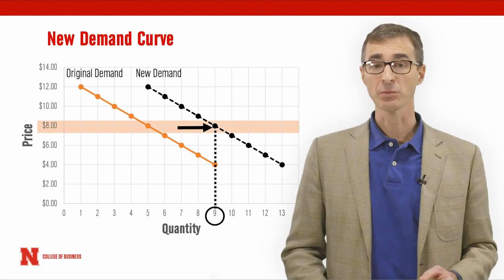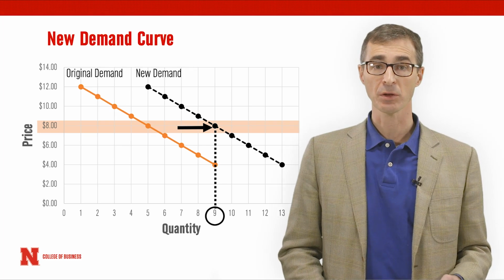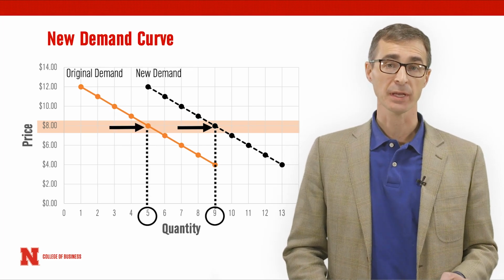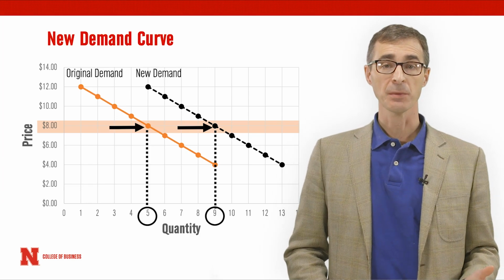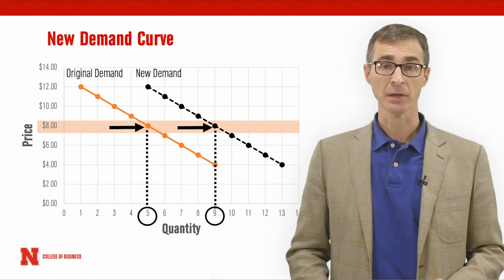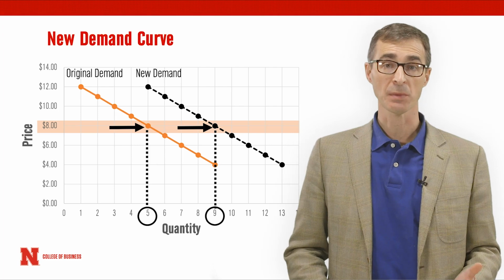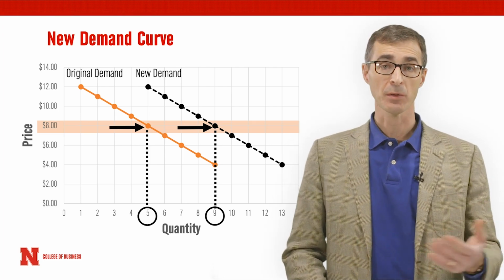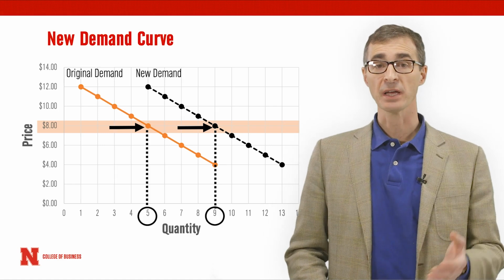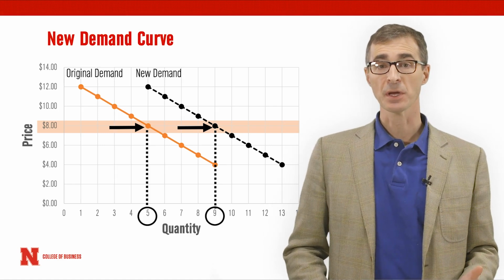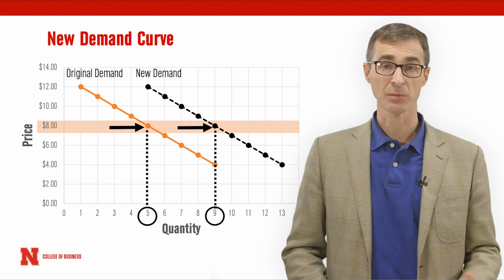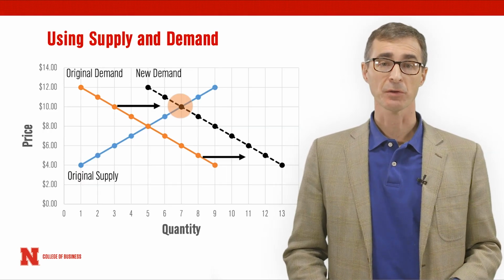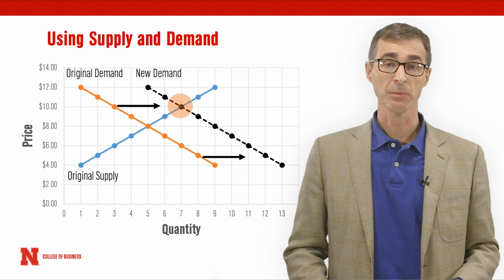If we consider the price point of $8 that we were looking at a moment ago, that price point of $8 originally had 5 units demanded. If the demand curve shifts 4 units to the right, then at every price point, demand will go up by 4. And so at the $8 price point, the quantity demanded, or the number of units demanded, has gone from 5 to 9. This shift in the demand curve is referred to as a change in demand, in this case an increase in demand.